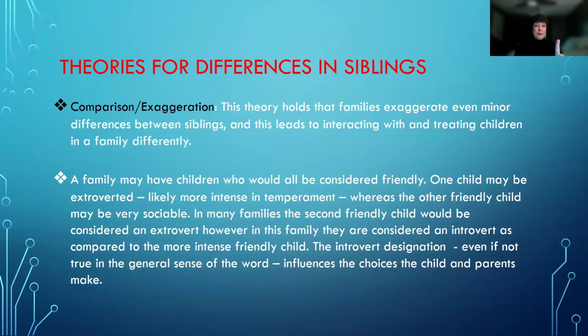But one of the children is an extrovert. So he is super sociable. He is out there and making friends and doing activities and all kinds of things. The family sees that child as the friendly, sociable child. The second child, who might be considered just as friendly and sociable in a different setting, is less extroverted. So he's called the introvert. Whether he's truly an introvert or not, in that setting, in that family, he's considered that. And that influences the choices that the child and the parent makes as their lives go on. So an extrovert in a family of friendly children is considered the epitome of friendliness.